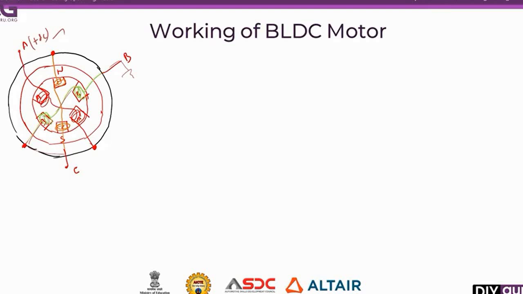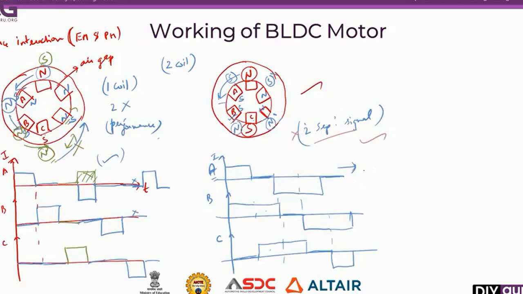Similarly, if I give a positive supply to B, current will flow through B and reach the C coil, then it will be grounded here. So if I give a pulse signal to a single coil, the coil which is adjacent to that is also energized. In that way, we are modifying the stator. So this modification will work similar to the modification which is done here.